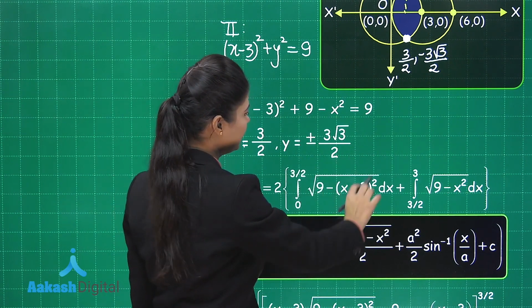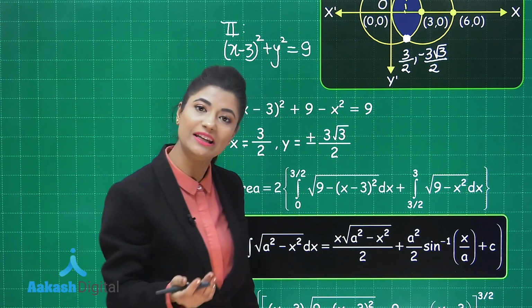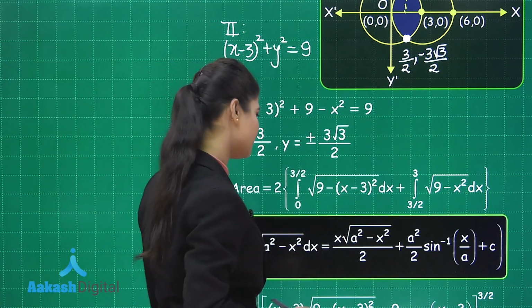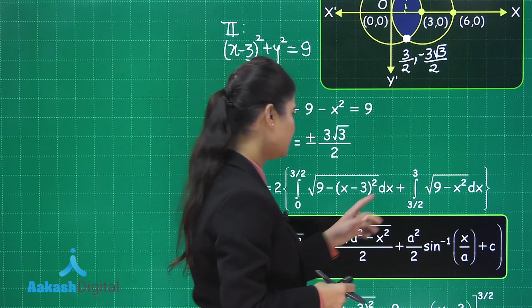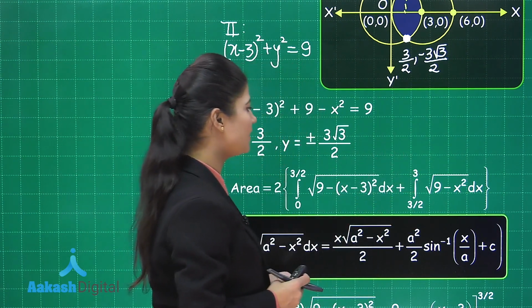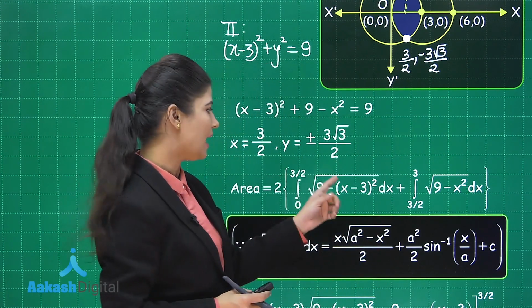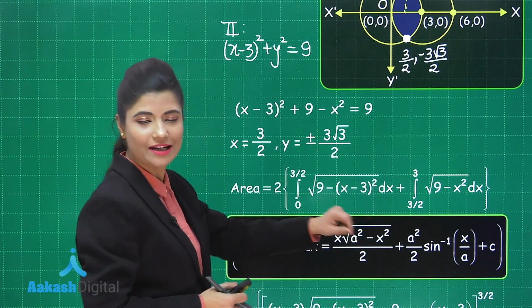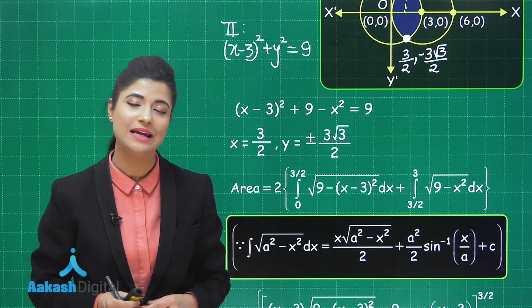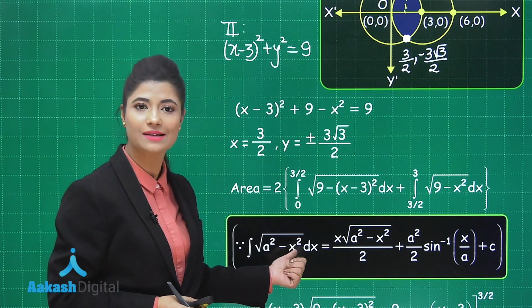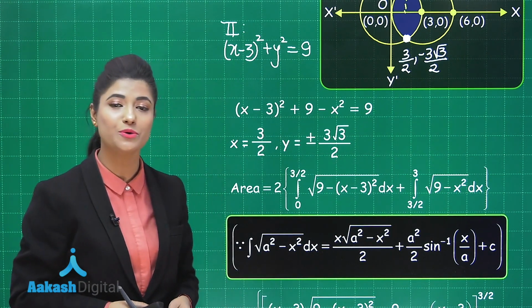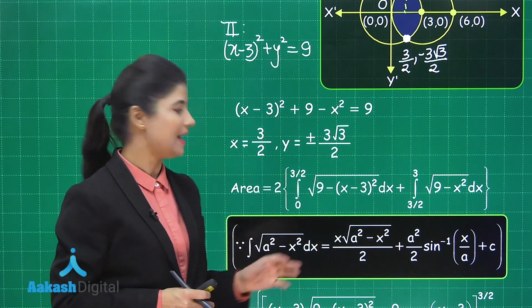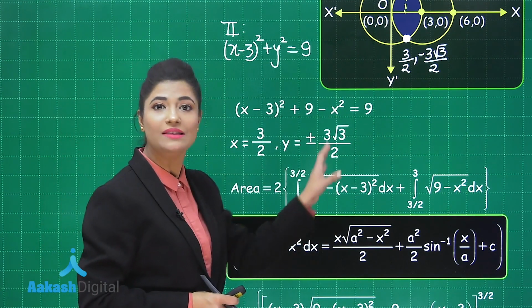You can clearly see for the second circle the value of y square is 9 minus (x minus 3) whole square. So the value of y will be square root of 9 minus (x minus 3) whole square, plus I have here the integral from 3 by 2 to 3, where the value of y will be the integral of square root of 9 minus x square dx. So in this case, as we need to figure out this required area, I want you to recall a very important formula, that is the integral of square root of a square minus x square dx. This is clearly given by x upon 2 square root of a square minus x square plus a square upon 2 sine inverse x upon a. The same formula will be applied in both these integrals.